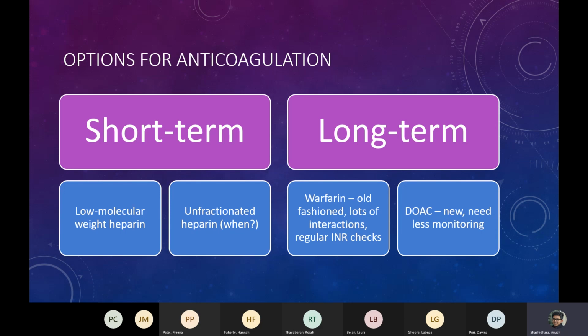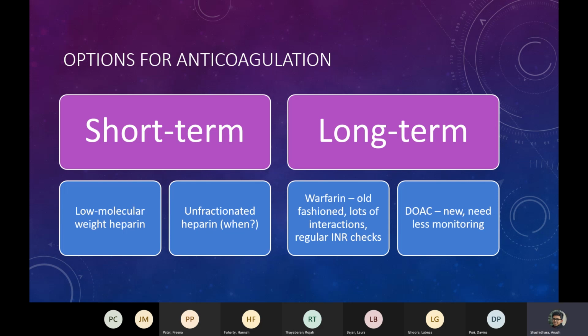So what are the options for anticoagulation? We can split them up into long-term and short-term. Whoops, I gave away one of them. So in terms of short-term anticoagulation, what are the options? As in drugs that you could use which are short-acting anticoagulants. Not necessarily short-acting, but if someone only needed anticoagulation for a few weeks or something like that, what drugs could you use?